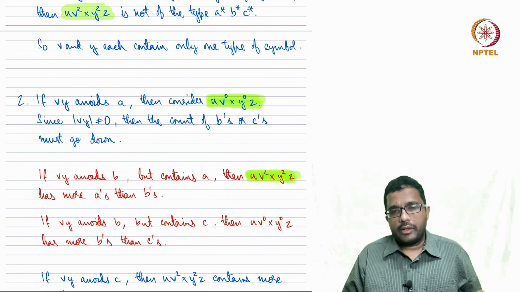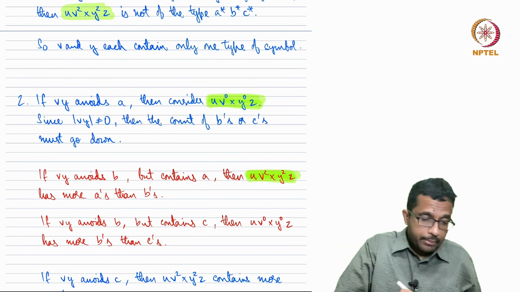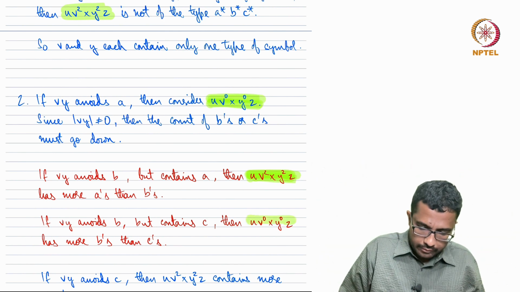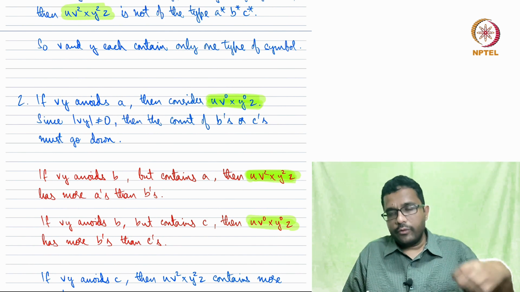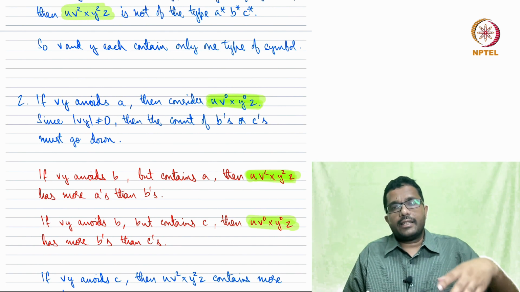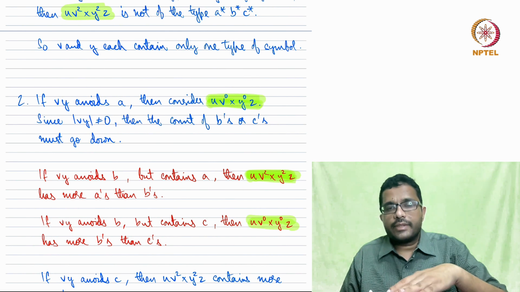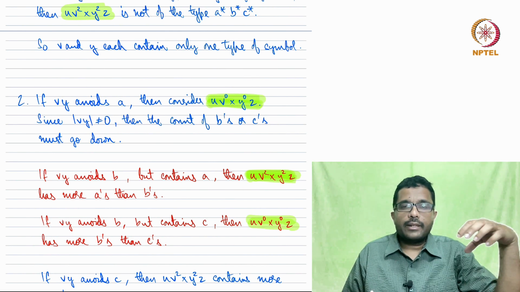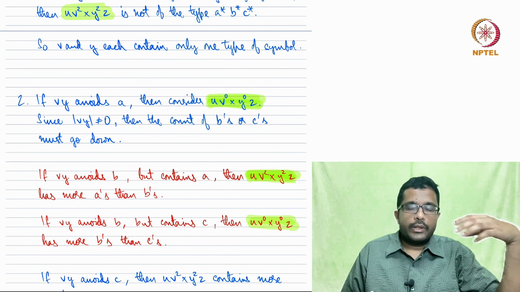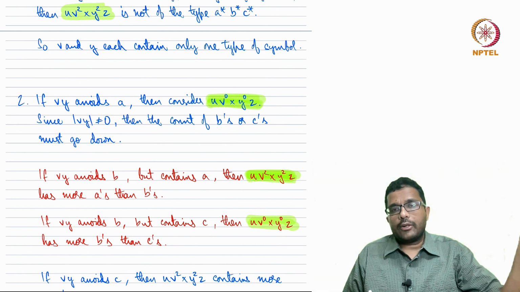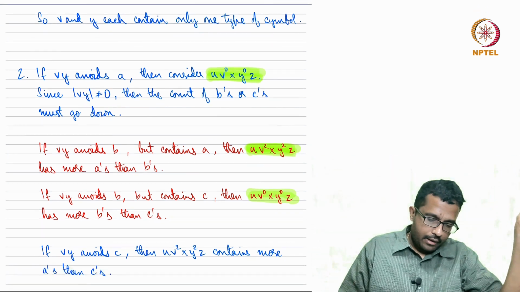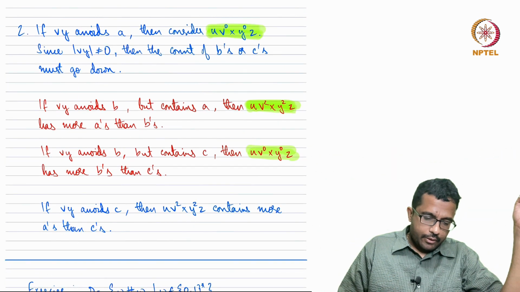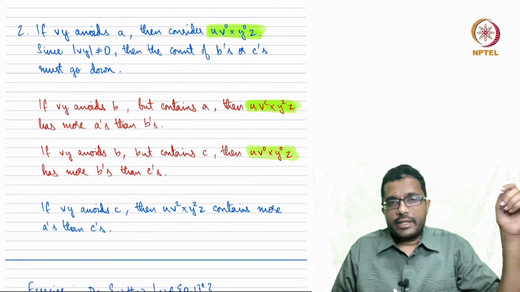If vy avoids B but contains C, we don't know about A but it contains C, then you pump down. So when you remove v and y, there is a reduction in the number of C's, but the number of B's remains the same. So it has more B's than C's, which is not allowed as per the language. So this is the issue when vy avoids B.